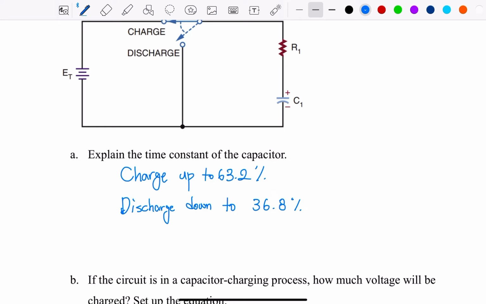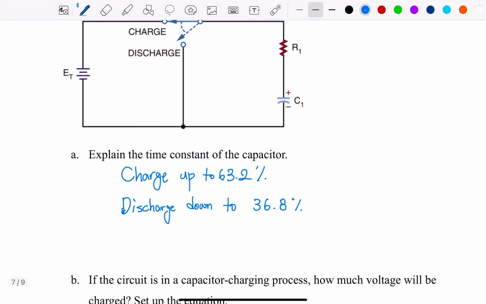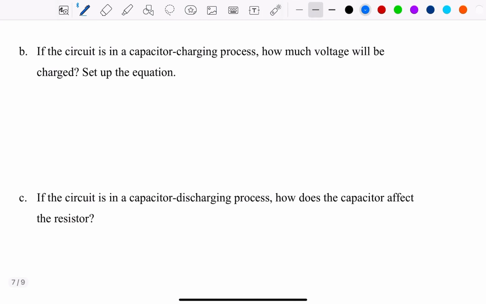The time constant is expressed as T. Actually, sometimes we use tau, but it depends on the textbook, so I'll just use T in this lecture. T equals resistance multiplied by capacitance. So this is the formula for the time constant. Please remember it. Let's move on to B.